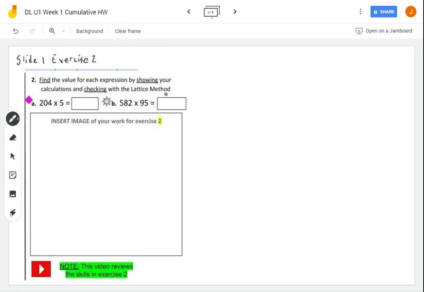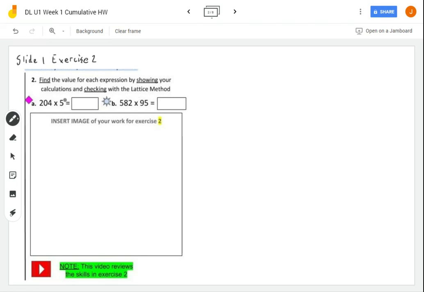So for multiplication, there are two strategies that we're going to do. We're going to show our calculations the standard way. We're going to check with something called lattice method. And some of you may be familiar with that. Some of you may have no idea what that is, and that's okay. So this video will help us with those strategies.